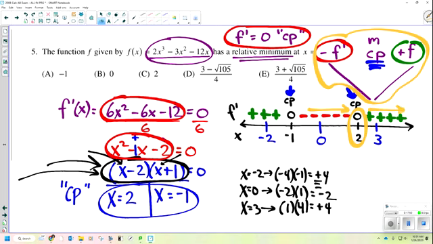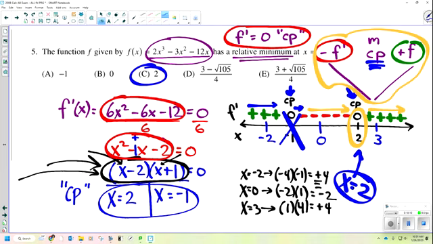Okay, at -1, it goes positive to negative. I don't want that. X equals 2. That's where I have a minimum. And again, I don't have to check endpoints because this function goes on forever. And my answer is C, the number 2.